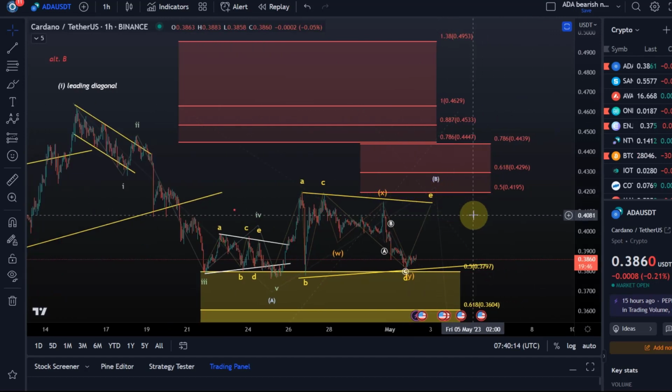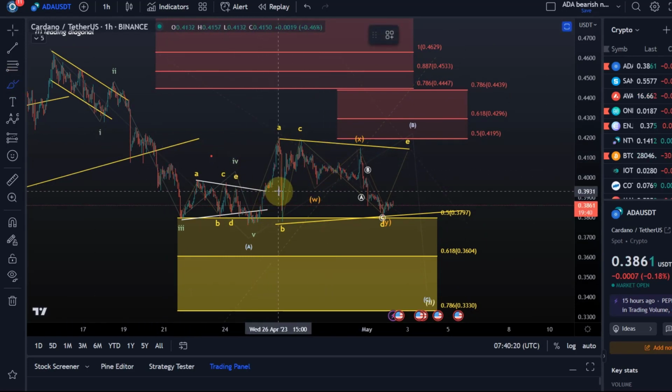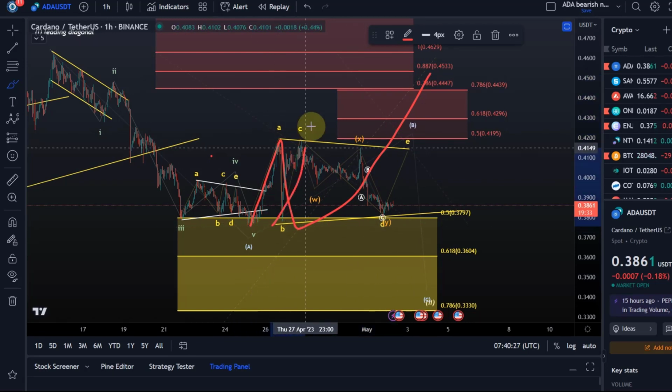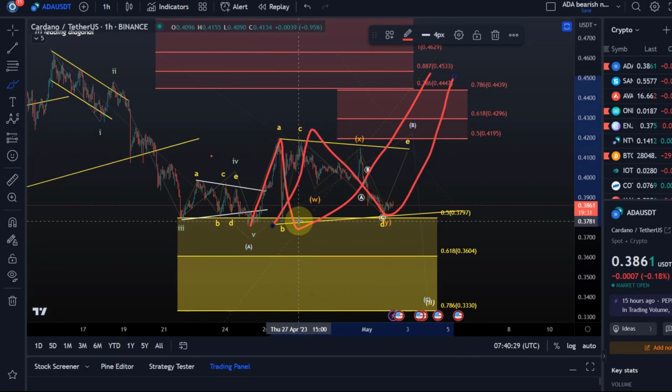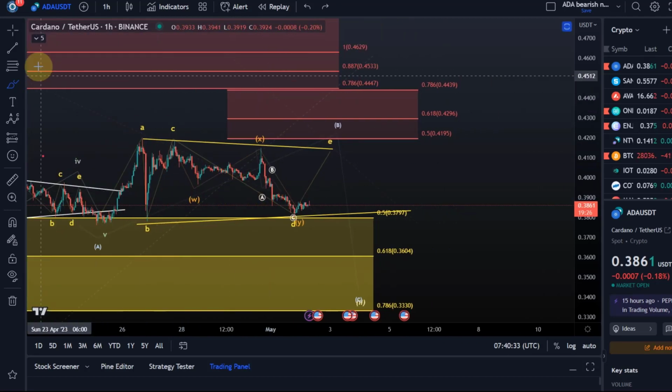It is possible to get a high B wave, and we would get a high B wave in a WXY structure, similar to what I showed in the Bitcoin video, that it's this WXY, and in the Y wave, in an ABC, we can move a little bit higher. But yeah, that's really everything at the moment. I mean, we just need to have a bit of patience.